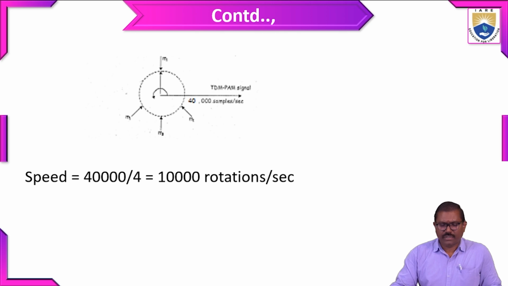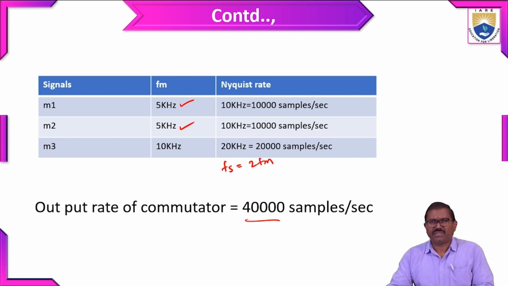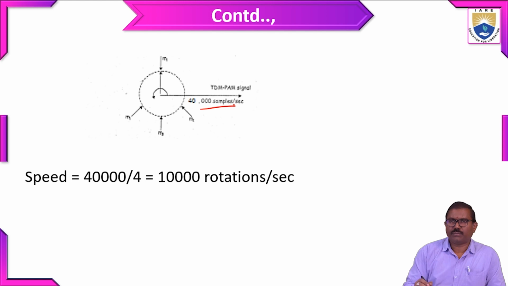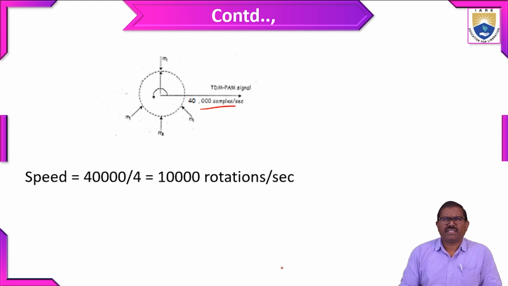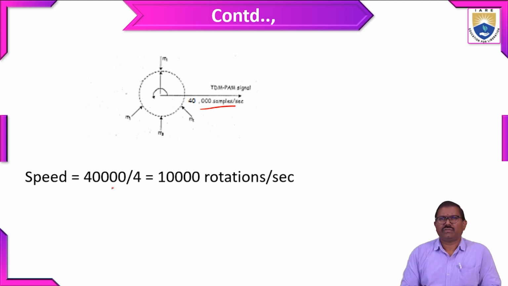So this is the commutator. Previously we calculated the 40,000 samples per second, which is the output rate of the commutator. So here the speed is 40,000 by 4, and you get 10,000 rotations per second. So this is the design of the commutator.